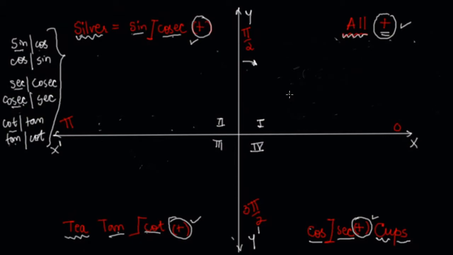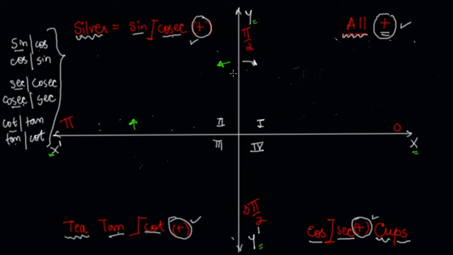Now let me quickly jump to the second quadrant. I'm jumping on the vertical axis, or the horizontal axis. The horizontal axis is my x dash, and the vertical axis is my y dash.